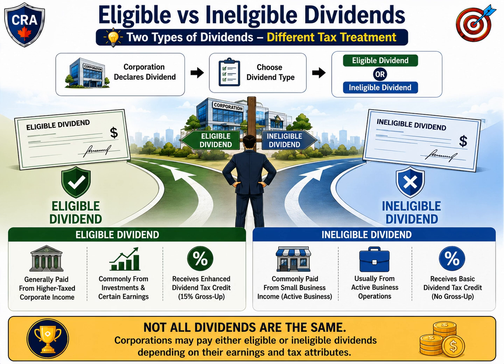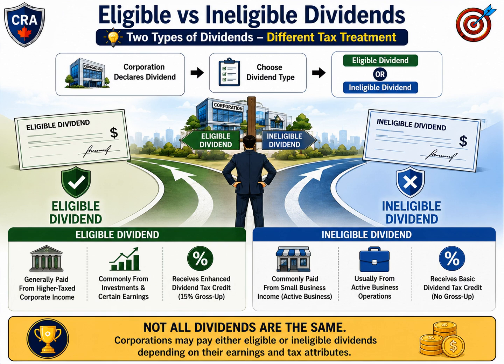In the center of the slide, we see a business owner standing at a fork in the road. This represents a common planning question. Should the corporation pay an eligible dividend or an ineligible dividend? On the left side is the eligible dividend path. Eligible dividends are generally associated with income that has already been taxed at higher corporate tax rates. Because of this, the tax system often provides a more favorable dividend tax credit to the shareholder receiving the dividend.